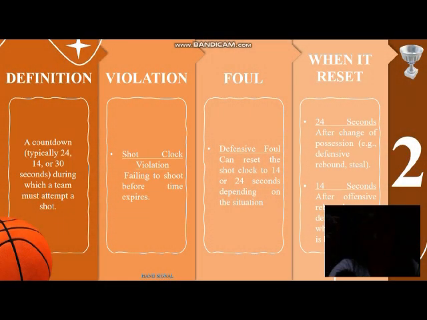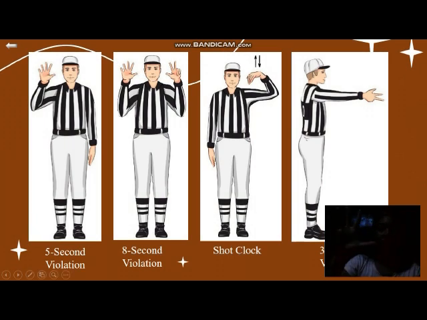I'll also show you the hand signals for shot clock resets, which are the 5-second violation, the 8-second violation, and the shot clock violation. We have also the 3-second violation, which the user demonstrated last time. So first is the hand signal for the shot clock, and then you point to the 3-second violation, where the team violates the shot clock.